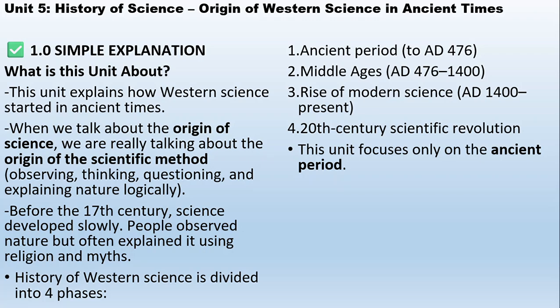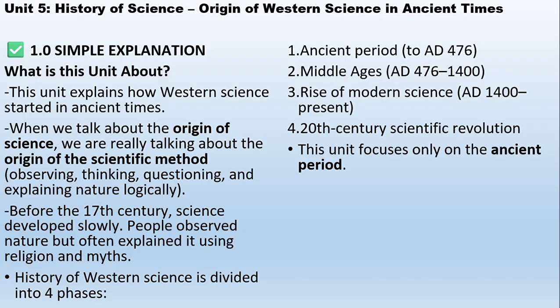What is this unit about? This unit explains how Western science started in ancient times. When we talk about the origin of science, we are really talking about the origin of the scientific method, which is the observing, the thinking, the questioning, and explaining nature logically. Before the 17th century, science developed slowly. People observed nature, but often explained it using religion and myths.